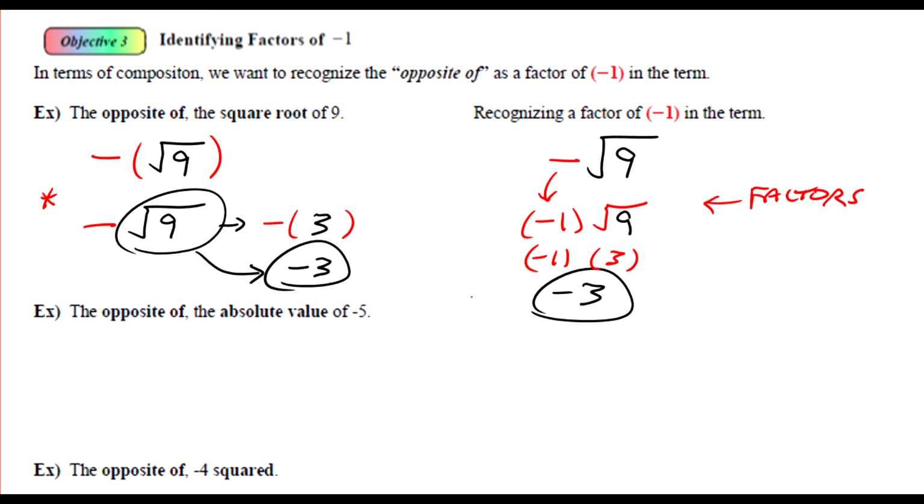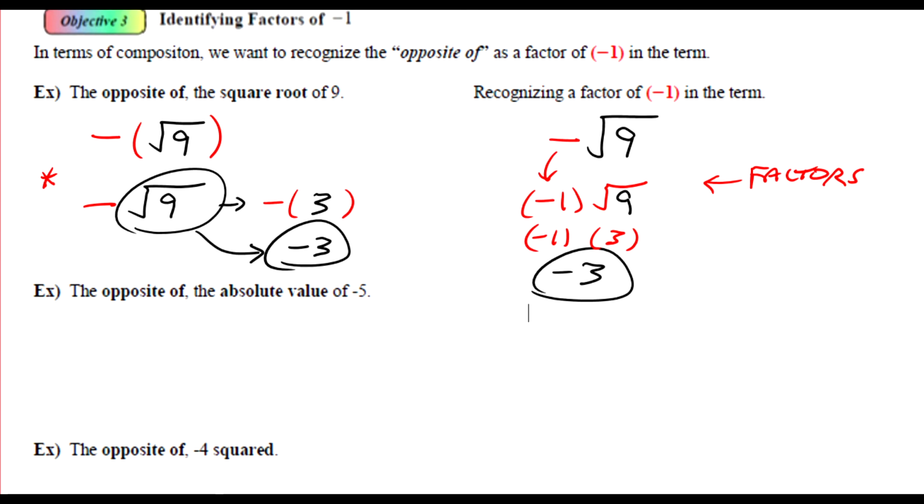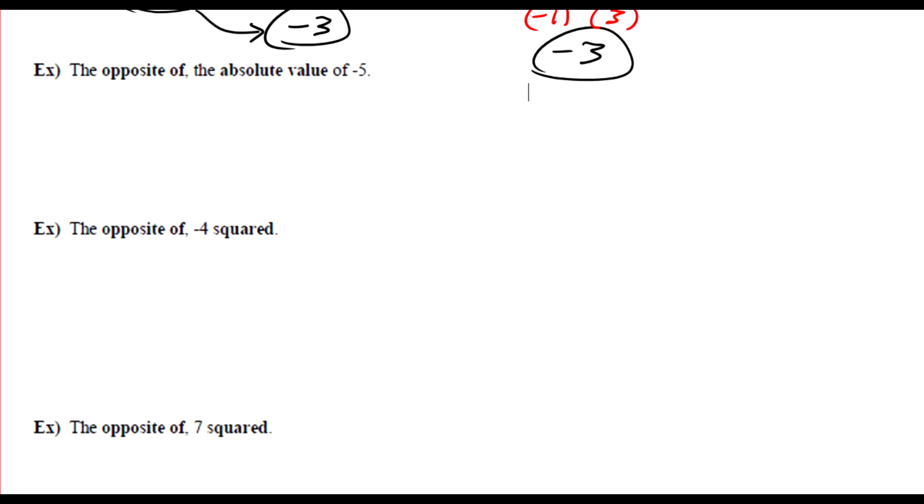So again, instead of worrying about the opposite of, we will just identify that factor of -1, so it's outside of the operator. We'll just use a factor of -1 and then not worry about the order. So let's see an absolute value. If we have an example of an absolute value, the opposite of would be a negative sign. The opposite of the absolute value of -5 would be the negative sign in front of the absolute value of -5.